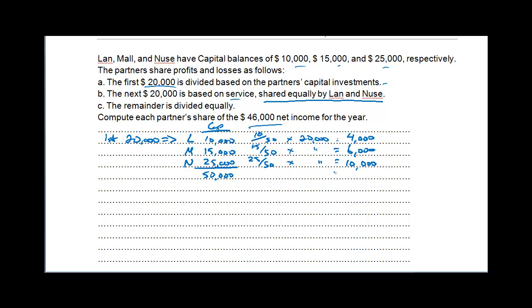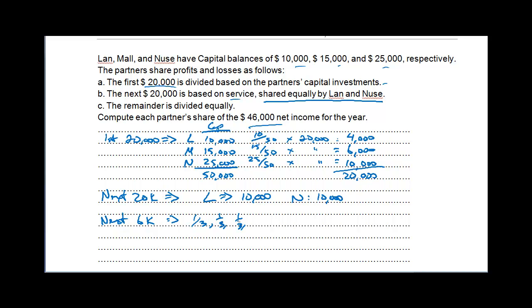Okay, so that's how the first $20,000 gets allocated. The next $20K is based on service, shared equally by Lan and Noose. So Mol presumably doesn't work in there. So Lan gets $10,000, Noose gets $10,000, 50-50. Okay, and then the remainder is divided equally, so the next $6,000 is 1/3, 1/3, 1/3.